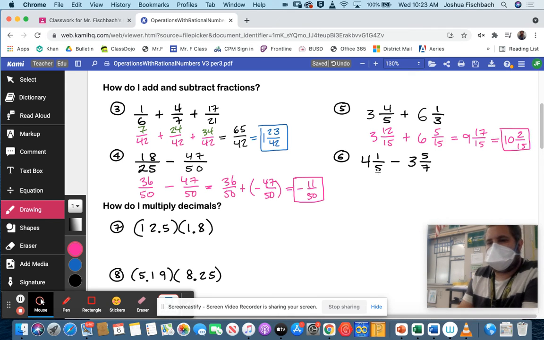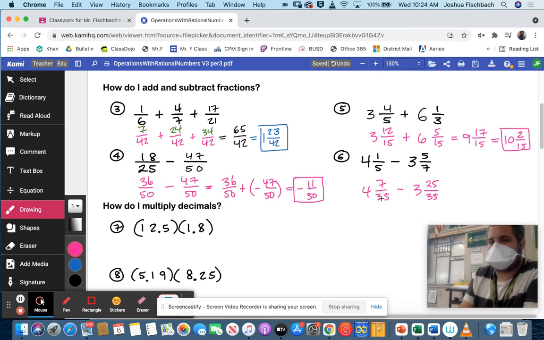For this one here, 5 and 7, what can they both become? 35. So you have 4 and something out of 35 minus 3 and something out of 35. Let's get our equivalent ratios. 5 times 7 is 35. 1 times 7 is 7. 7 times 5 is 35. 5 times 5 is 25.